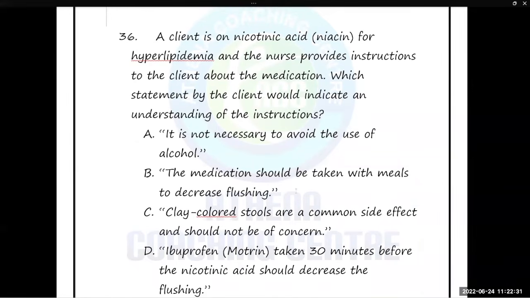Exactly, NSAIDs. See, NSAIDs have various impacts. They reduce pain, they cause bleeding, and they have antipyretic action and anti-inflammatory action.